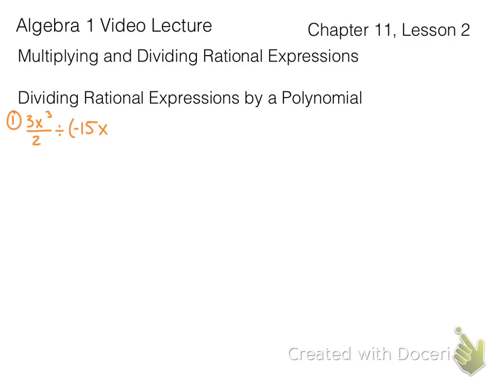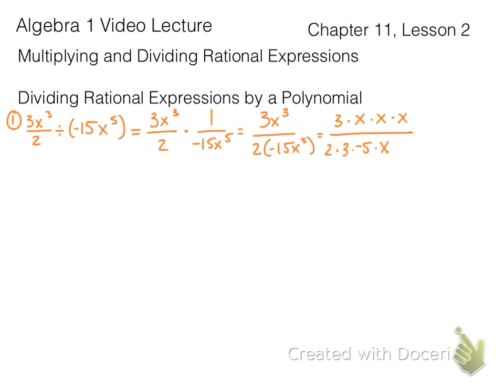So, dividing rational expressions by a polynomial, just remember that you can turn any polynomial into a fraction by placing it over 1, so that when you need to divide by the reciprocal, you're just doing it with 1. So there we go. See, there's that 1. The reciprocal of negative 15x to the 5th is 1 over negative 15x to the 5th. Now we're ready to multiply like we've been doing so far for the previous last 4 slides.